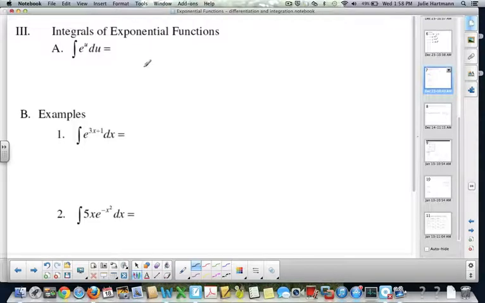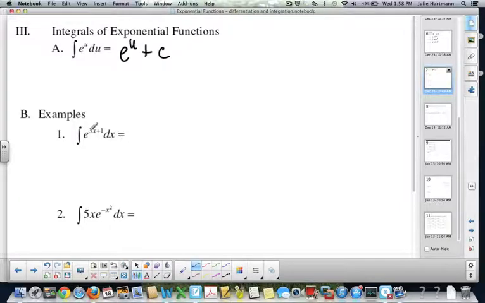Right, integrals of exponential functions. The integral of e to the u is just the same as the derivative, right? The derivative of e to the u is e to the u. The integral is e to the u plus c. Okay, so simple enough, except for a lot of u substitution.